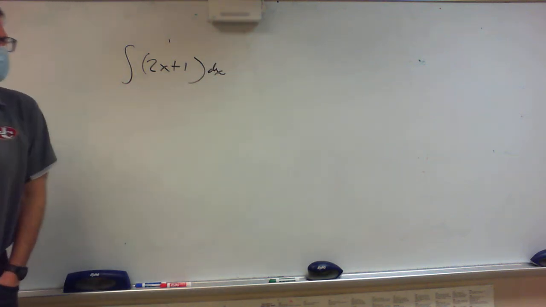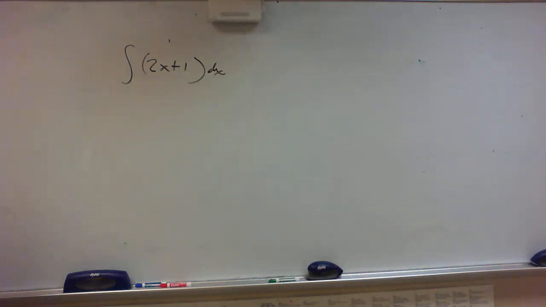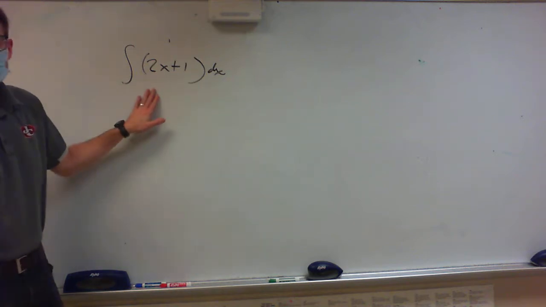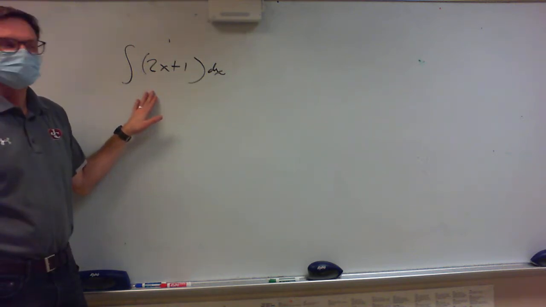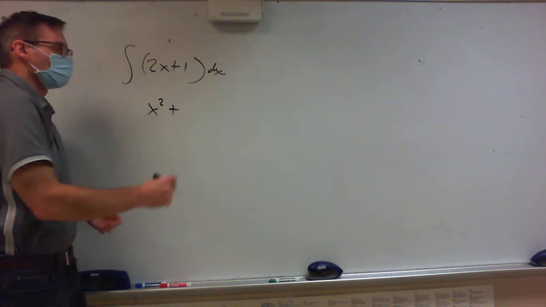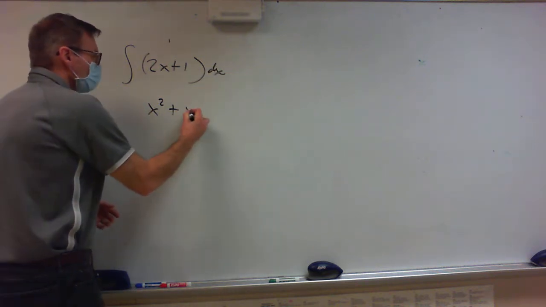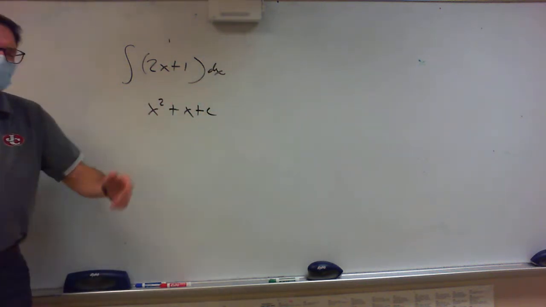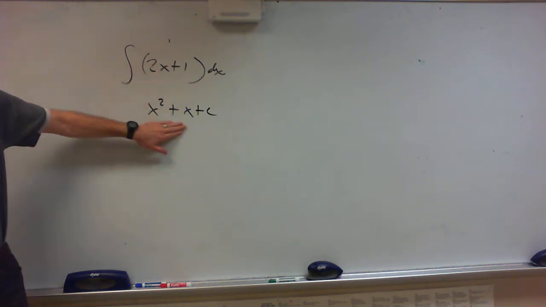Okay. So what's the easy problem, right? We go through this, and it's like, okay, what's the integral of 2x? X squared. Integral of 1, x. Put a plus c, and we're done. And we know it's right, because if I take the derivative of this, I get that. If I take the derivative of this, I get that.